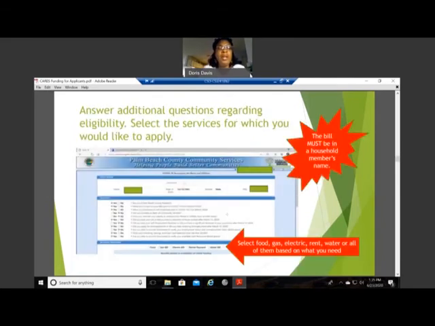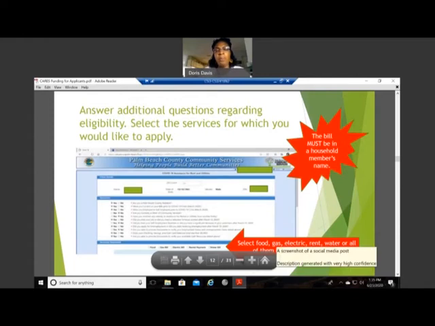Okay, so once you answer those additional questions regarding eligibility, you can then select the services for which you want to apply. You can select at the bottom, food, gas, electric, rental, or water. So you must select the services for which you want to apply, the services that you're behind on. And remember that the bill must be in a household member's name. You cannot apply to receive help with services that are not in your name or a member of your household.